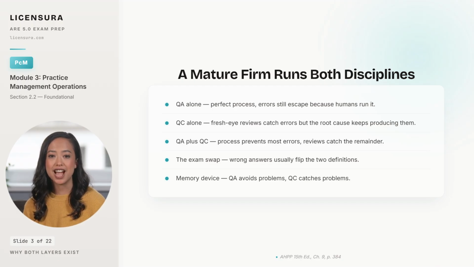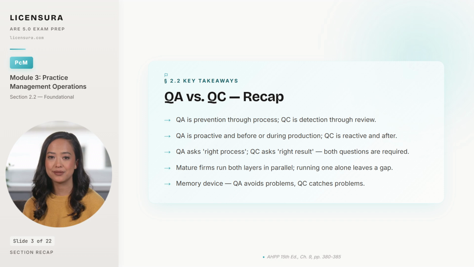Close with the 5 points that have to walk out of the section with you. 5 takeaways from quality assurance versus quality control. First, QA is prevention through process, and QC is detection through review. That single line is the most testable point in the module. Second, QA operates proactively before or during production, while QC operates reactively after production has finished. Third, the question QA asks is whether the firm is following the right process, while the question QC asks is whether the firm produced the right result. And both questions have to be answered every time.